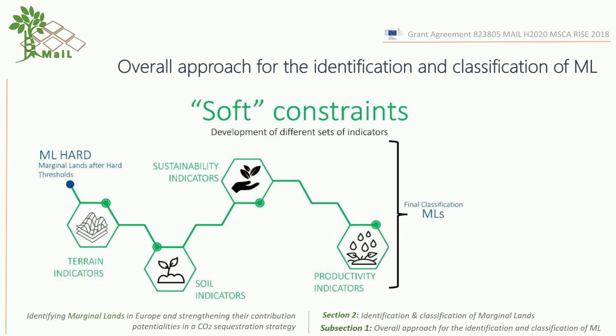In the second phase, additional indicators were implemented based on the thresholds found in literature. These soft constraints were factors with variable thresholds and were grouped by constraint type into four categories: terrain, soil, sustainability, and productivity indicators. These include biophysical factors such as slope, elevation, soil quality or fertility, and erodibility, which are inherent properties of the land or soil.